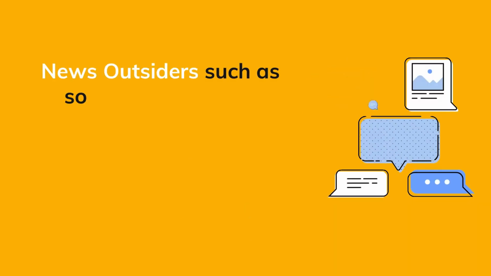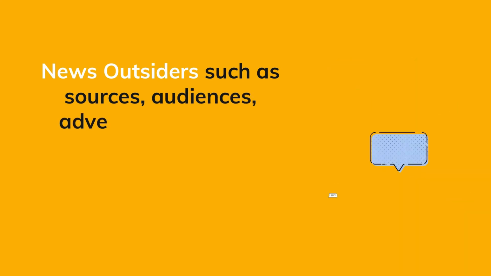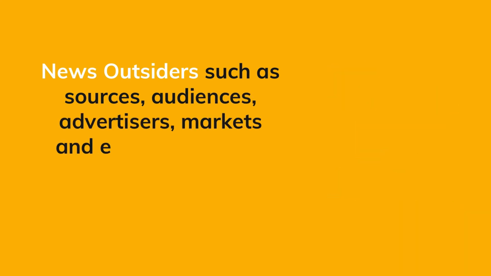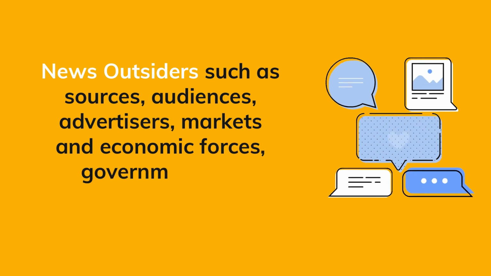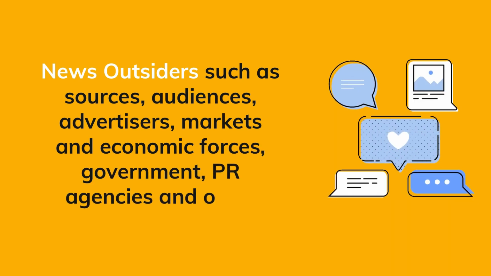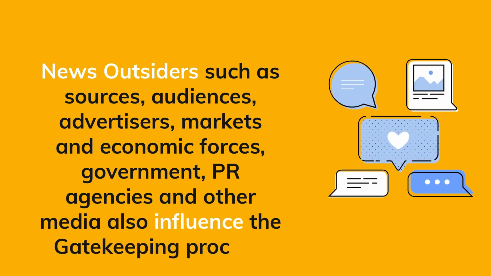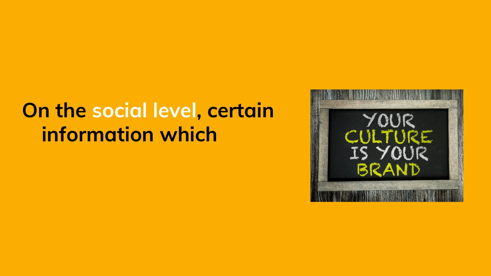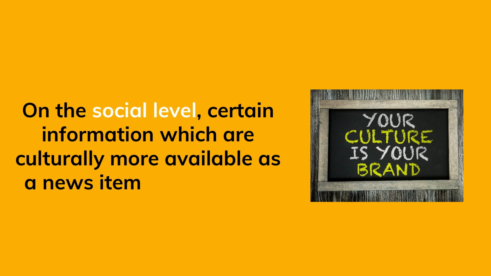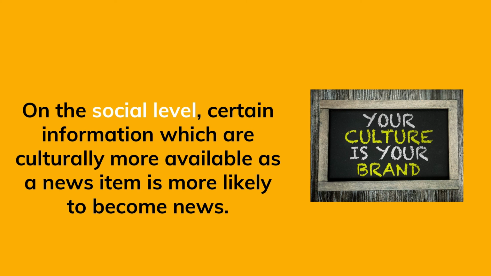Organizations outside the news organization also influence which information will become news. For example, news sources, audiences, advertisers, markets and economic forces, government agencies, public relations agencies, and other media influence the gatekeeping process of a news organization. The gatekeeping process is impacted at the social level as well. On the social level, certain information is culturally more acceptable and available as a news item. So it is more likely to become news.